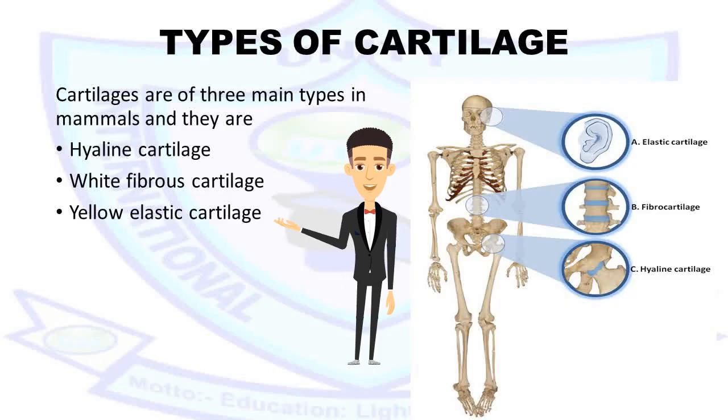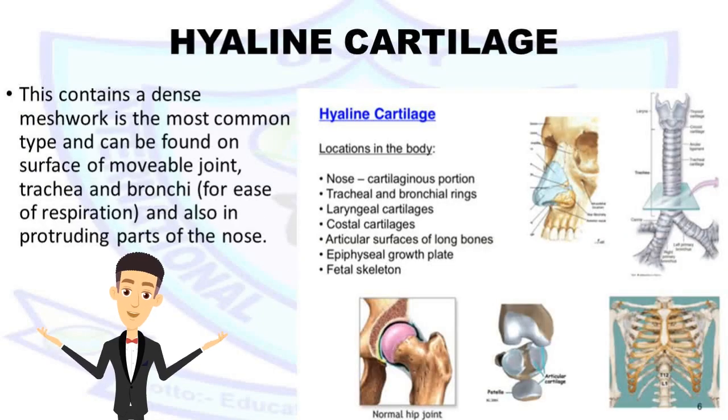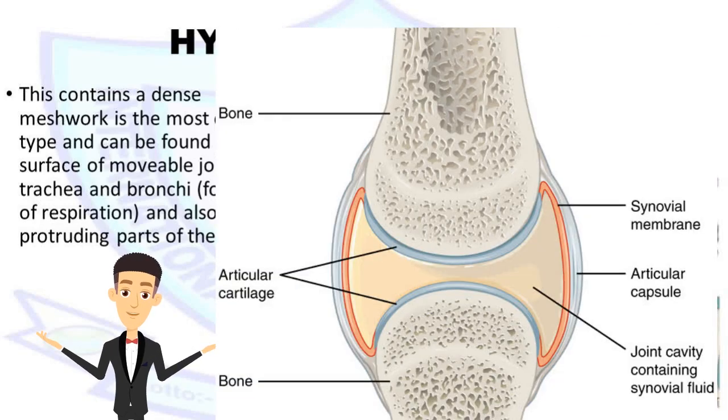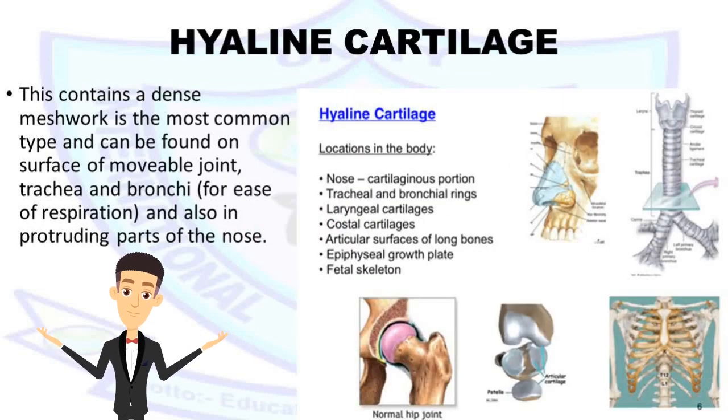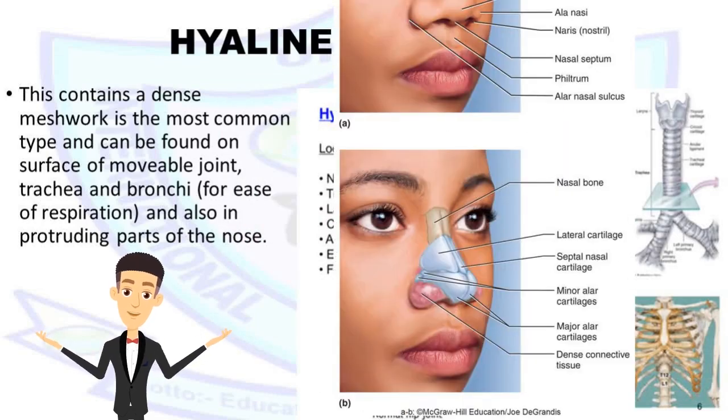Cartilages are of three main types in mammals, and they are: 1. Hyaline cartilage. 2. Fibrous cartilage. 3. Elastic cartilage. Hyaline cartilage contains a dense meshwork. It is the most common type and can be found on 1. Surface of movable joint, as is seen in the picture. 2. Trachea and bronchi, for ease of respiration. And 3. In protruding parts of the nose.